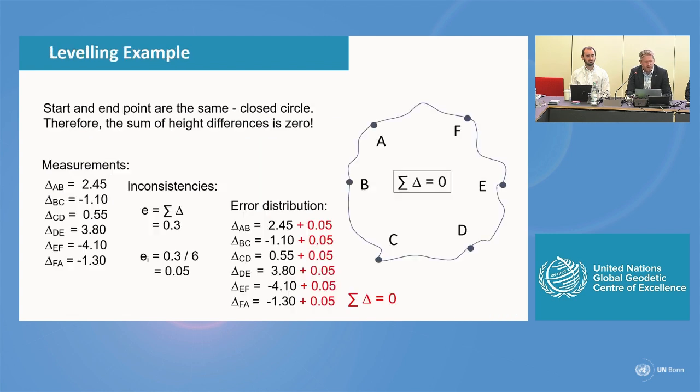So here's an example of a simple levelling network where the start and end points are the same. So we have a closed circle, and therefore the sum of the heights should come to 0 as you go around your levelling network. But if we have a look at the measurements and the inconsistencies, you see that we have this error that comes out the end of 0.3. So a way to distribute that error, if you considered that each of those levelling lines was equal, is that you would just equally distribute that error amongst the levelling network. So you have 0.05 added to each levelling line, and then the sum of the errors would come to 0 by distributing that error throughout the network.